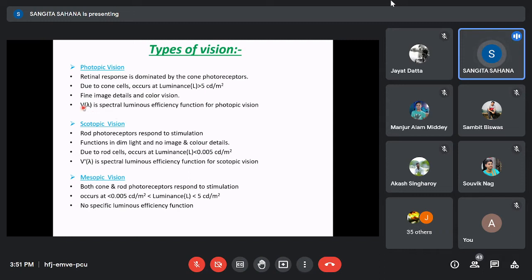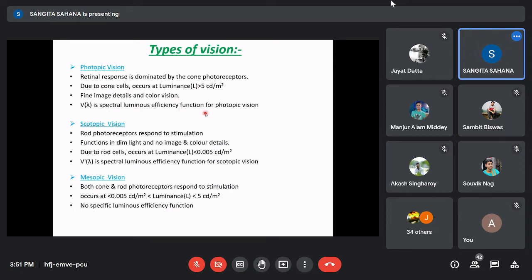Now, I am telling that higher amount of light level, a high light level. So how to quantify that high level? Here its luminance is more than 5 candela per meter square. What is luminance? That we will learn later. But for now, when some light level luminance is more than 5 candela per meter square, then the vision is photopic vision. We can see the details of the image and we can identify the colors. That type of vision is called photopic vision. The cones are responsible for this kind of vision, and the function is called V lambda, the spectral luminous efficiency function.